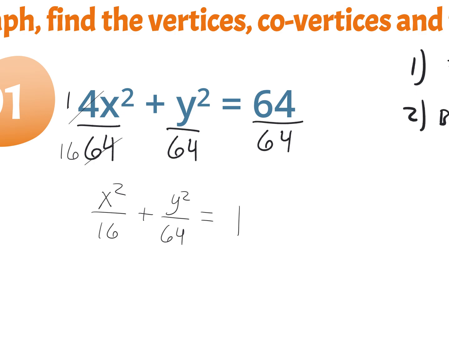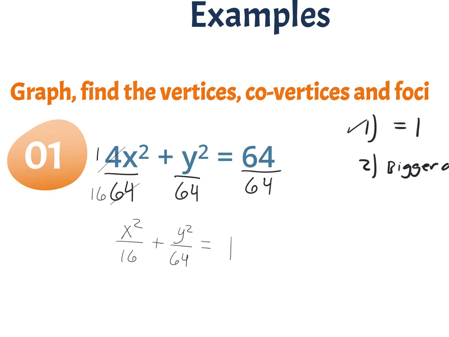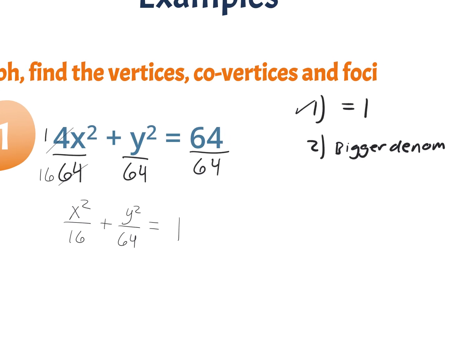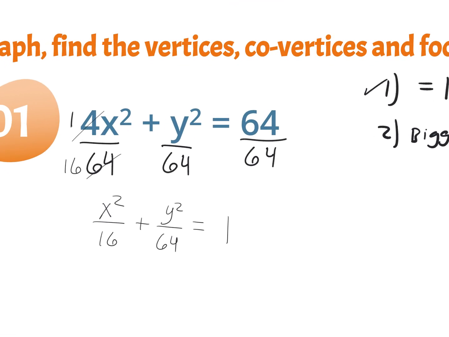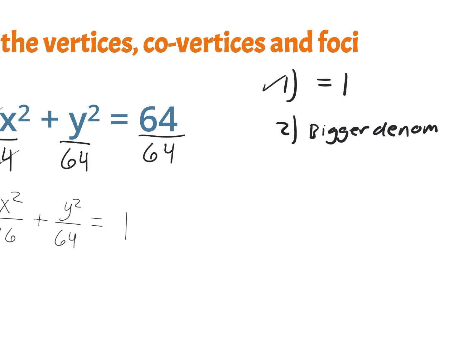All right, so that's always the first thing you should do, get it equal to 1. And now that that's done, let's just check which one has the bigger denominator, right? So which one? Is it the x squared or the y squared that has the bigger one? The y squared, that means it's opening how, vertically or horizontally? Vertically, right? The y-axis is that way, right? So it's vertically. It's going to open that way. I would just draw that on the side just so that you know for your reference. A long one, up and down.